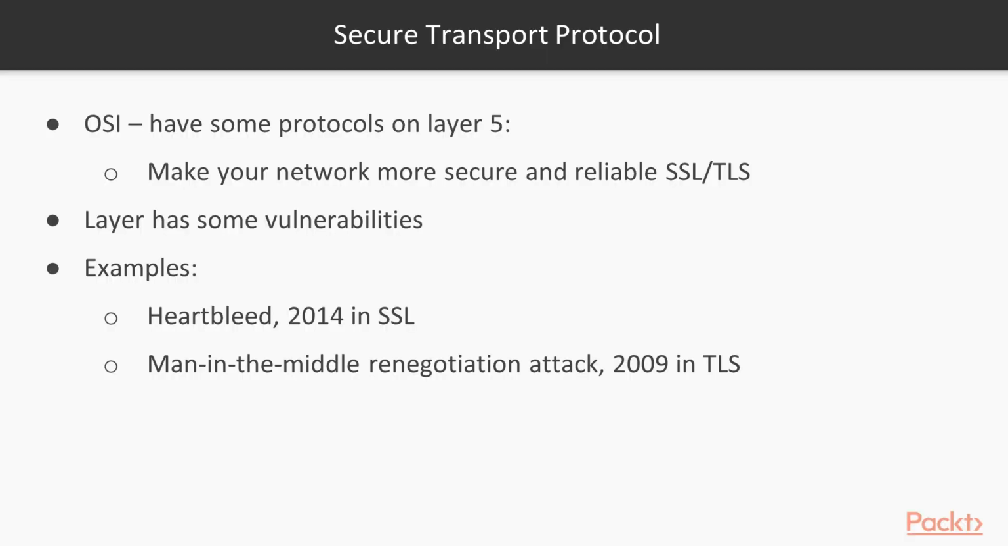Next is secure transport protocols. In the OSI network model, we also have some protocols on Layer 5, which can make your network more secure and reliable, SSL or TLS. However, this layer also has some vulnerabilities. For example, Heartbleed in 2014 in SSL and the Man-in-the-Middle renegotiation attack in 2009 in TLS.